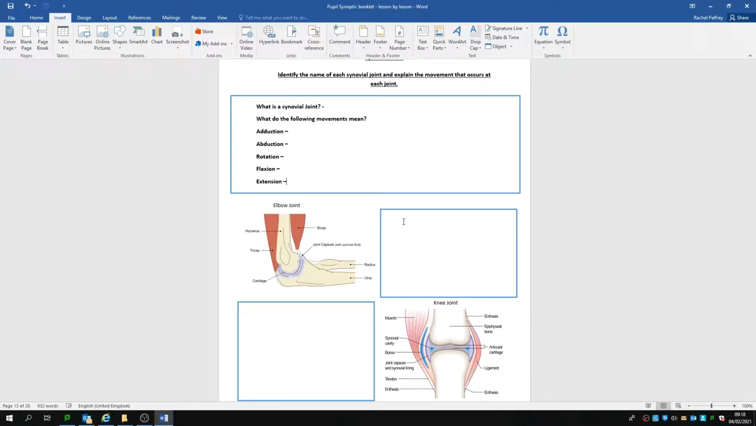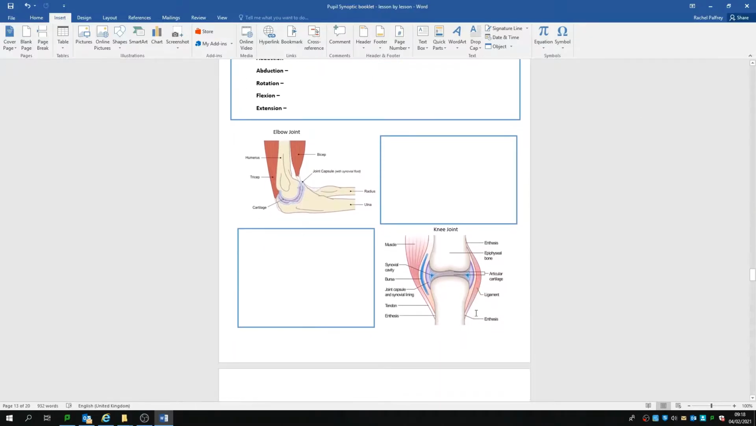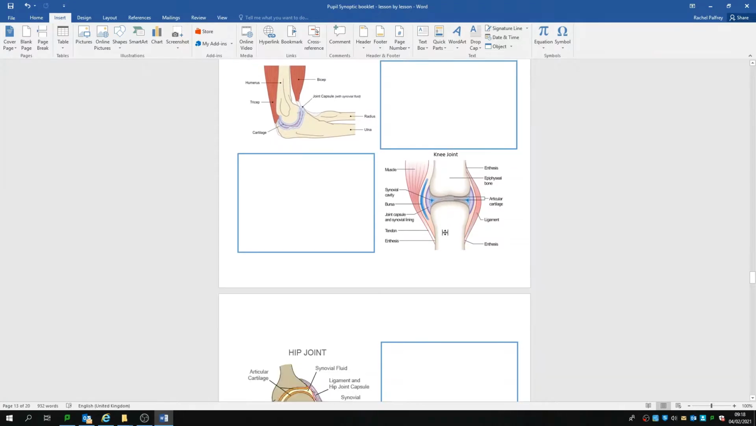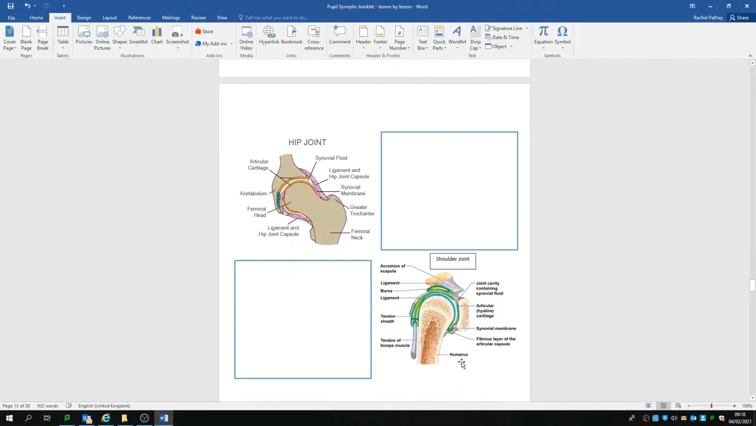So a description of that would be, if I was extending my elbow, my arm would be in a straight line, okay, and when I flex it, I can bring it up to a 90-degree angle, and this would look as though you were doing a bicep flex. Okay. Now what you also need to do is do that for your knee joint, your hip joint, and your shoulder joint.